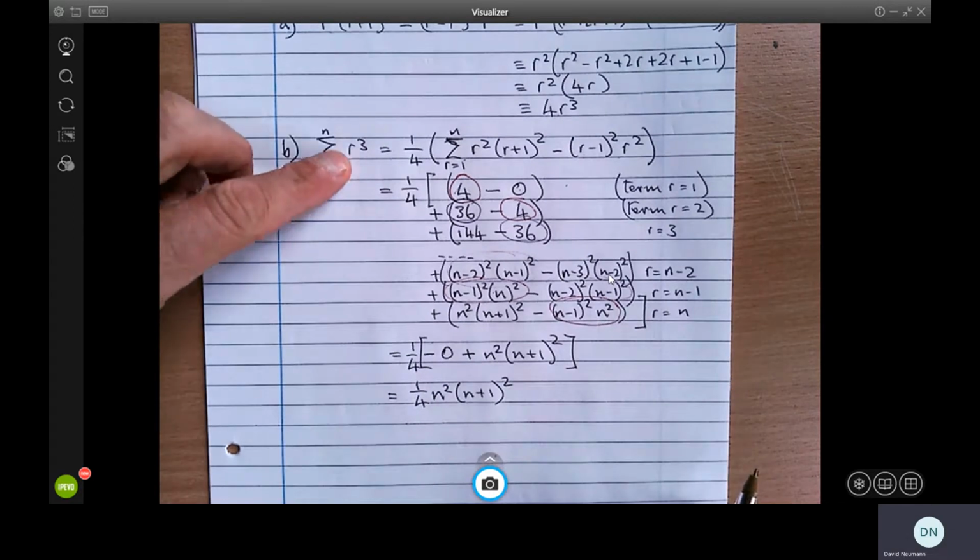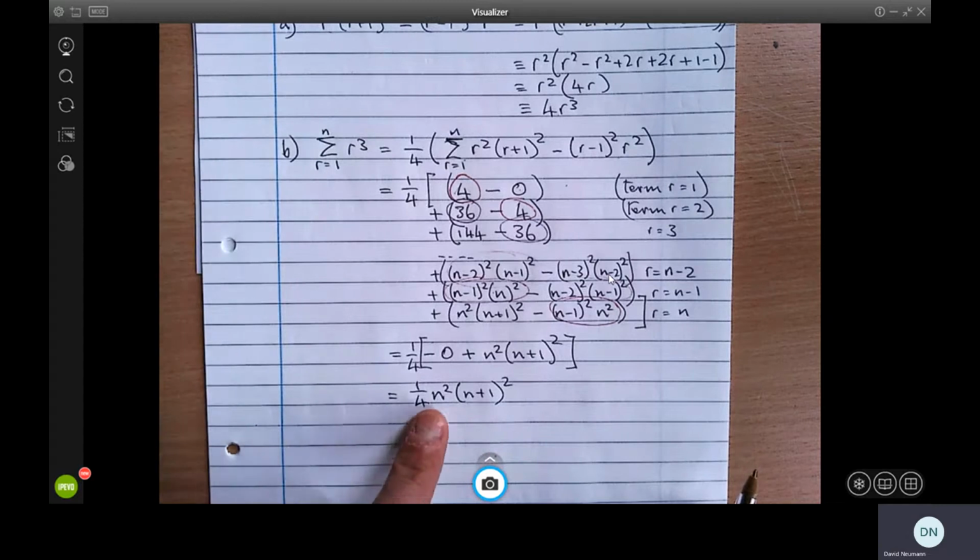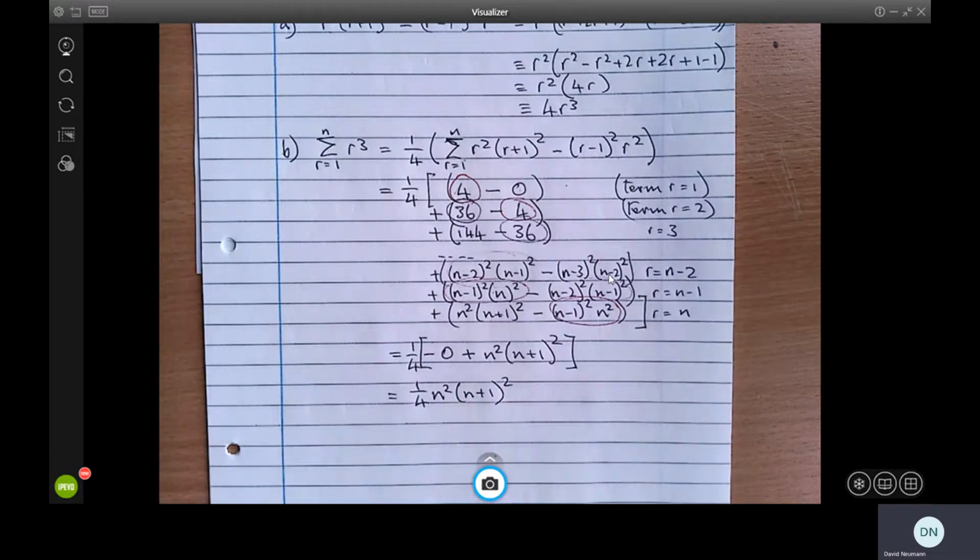So our sum of r cubed from 1 to n is equal to a quarter n squared, n plus 1 squared. You've already met this formula in year 1, and you've already seen that we can prove that by induction. Well, here's another method of proof for this.